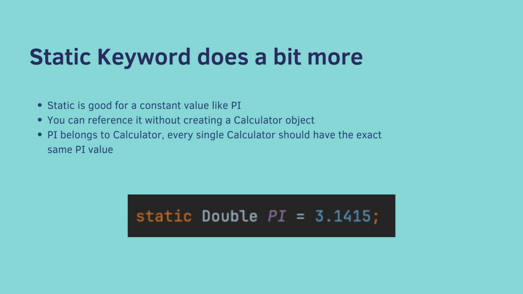Now the static keyword doesn't just apply to methods, it can also be used for a constant, like the value pi. So you can reference it without creating a calculator object, and here's the key point. Pi belongs to the calculator. Every single calculator should have the exact same pi value. If you remember, when we instantiated products, every single product has a different name and a different description and a different price. But static is kind of like saying every single time you reference calculator, the value pi should be identical. So let's see that in action.